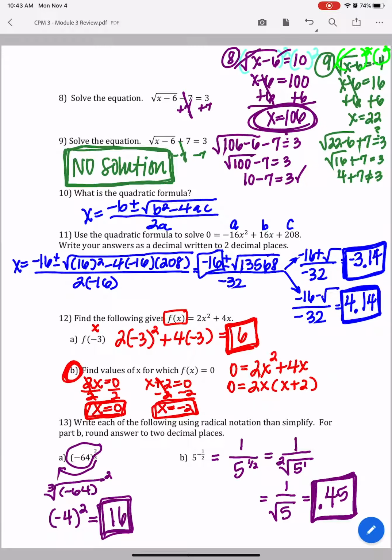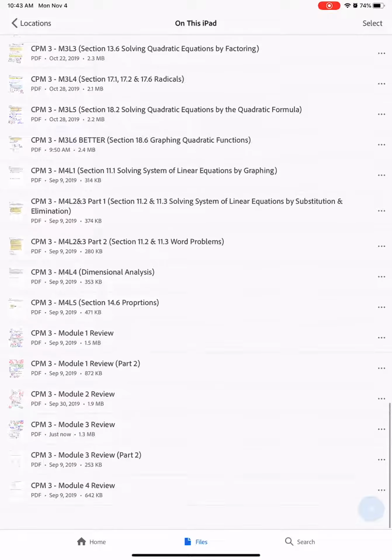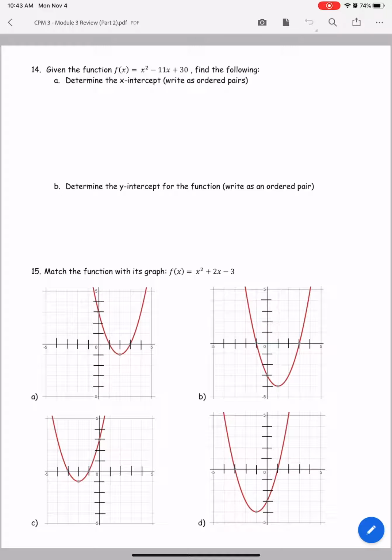Okay, now this is technically all of what your review is, but you have more problems on your test that this review doesn't cover. So that is why we need to go to the second part where we have problem 14. So we have 5 more problems on this additional page. 14 says, given the function x squared minus 11x plus 30, find the following. We need to determine the x-intercepts.